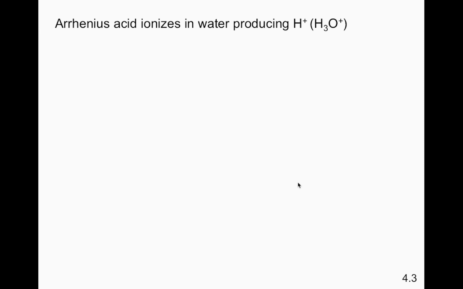All right, now the first definition we're going to look at is called the Arrhenius definition of acids and bases. It was created by a fellow named Svante Arrhenius in around 1920. So according to Arrhenius, an acid is something that ionizes in water, producing hydrogen ions. Or we can write H3O+, which are hydronium ions, but they mean the same thing.